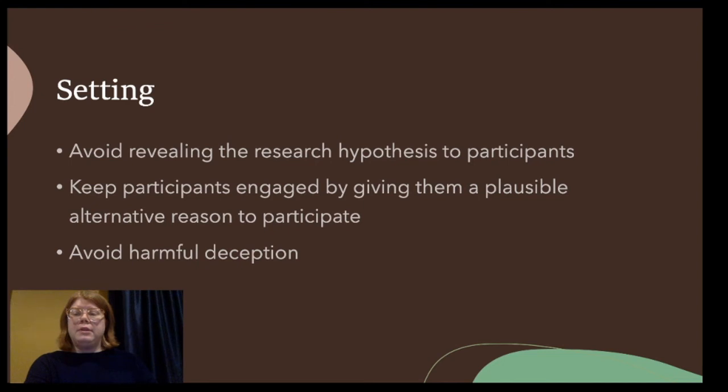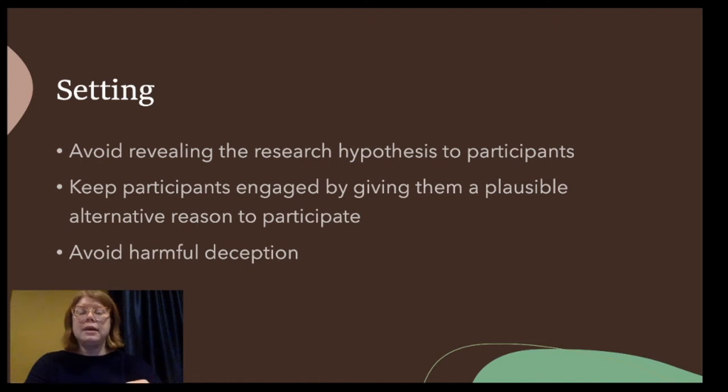So first, you need to set the scene for your laboratory experiment. When you've recruited participants and assigned them to conditions, you need to first avoid revealing your research hypothesis to participants. In order to keep them engaged, you need to give them some plausible alternative reason to participate. Now, why do you want to avoid revealing your research hypothesis? Generally because people are very cooperative, especially if they've agreed to help you. If they've agreed to participate in your study, they often want to be helpful, and they think that confirming your hypothesis is helpful to you.